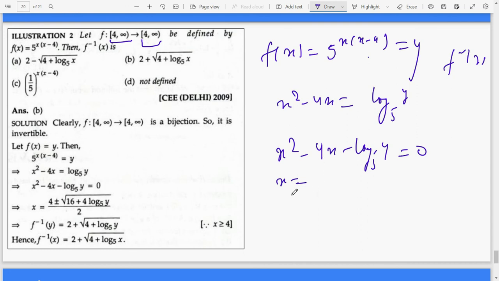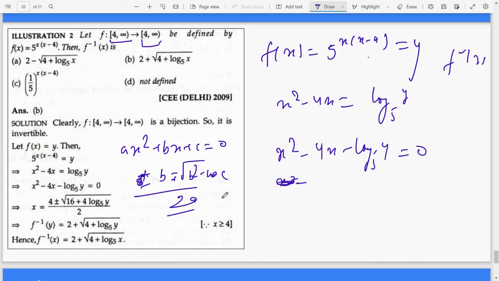Obviously you are aware of the quadratic equation. If you have ax square plus bx plus c equal to 0, the solution is x equal to minus b plus minus under root b square minus 4ac, divided by 2a. Okay, so you do this particular thing to solve this part, and actually what do you get? You get f inverse y is equal to 2 plus 4 log y.